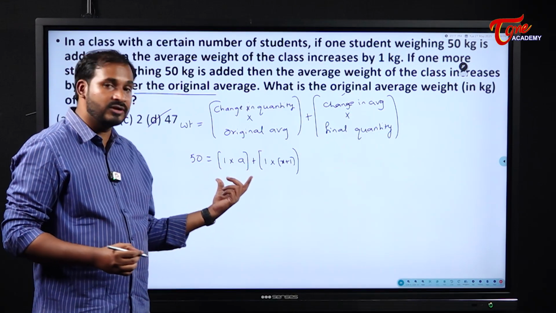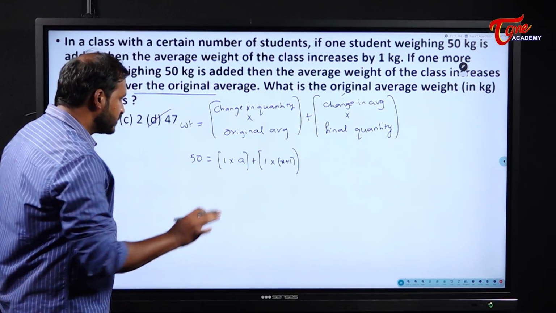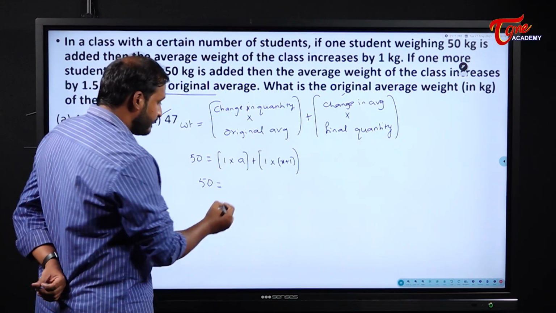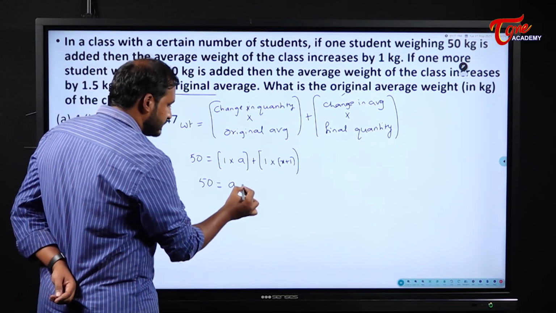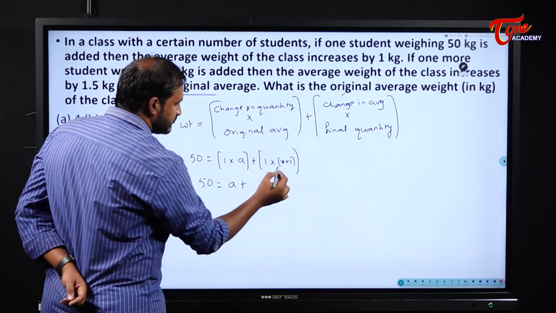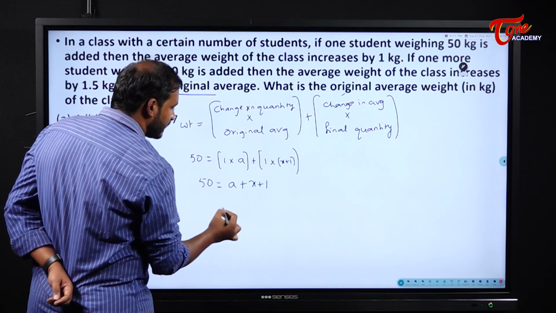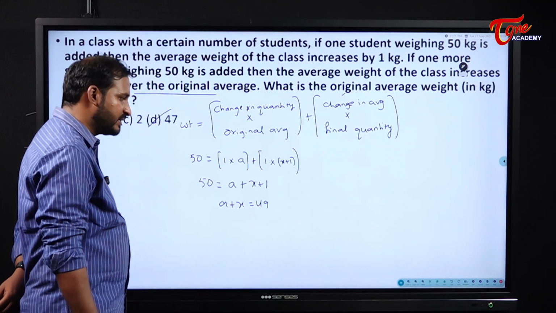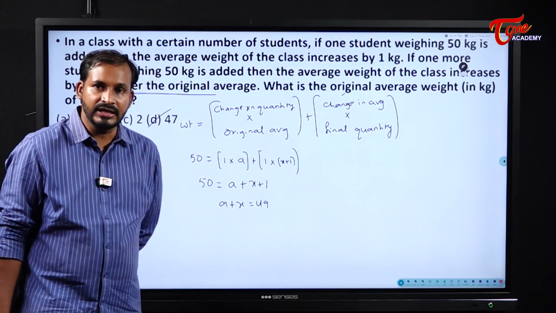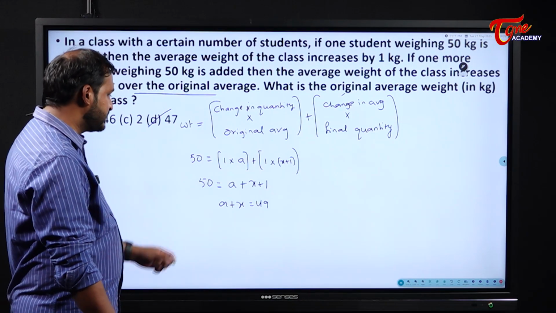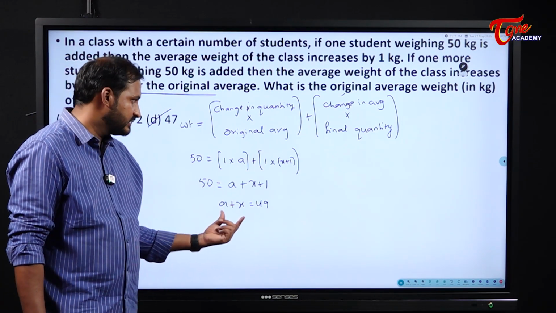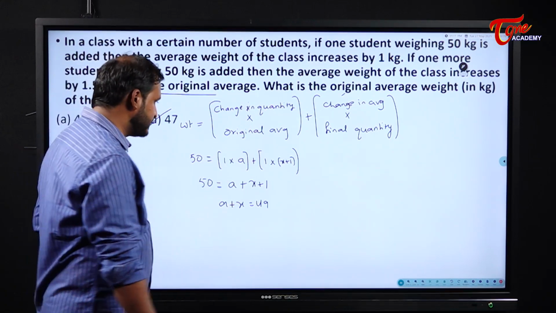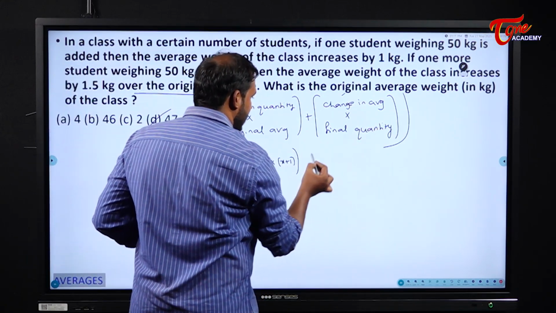Understood? We are trying to write the relation here, nothing more than that. So now 50 is equal to A plus x plus 1. So from this, A plus x is equal to 49. This is the case when the first person is added.